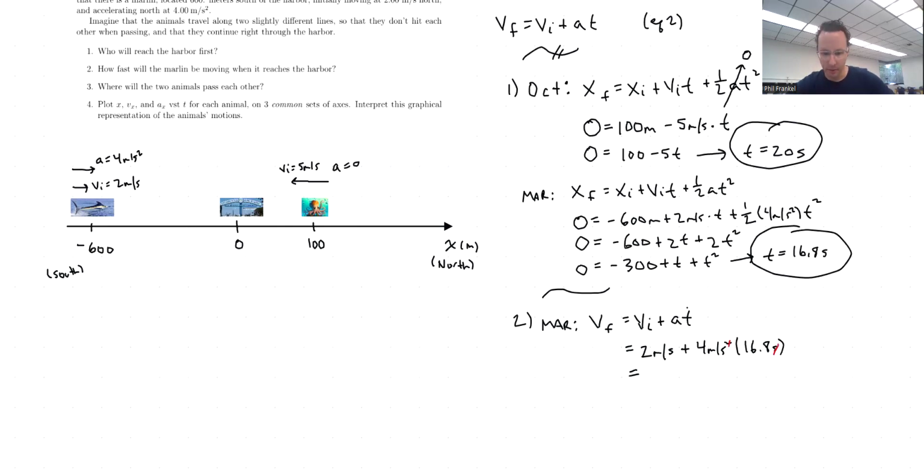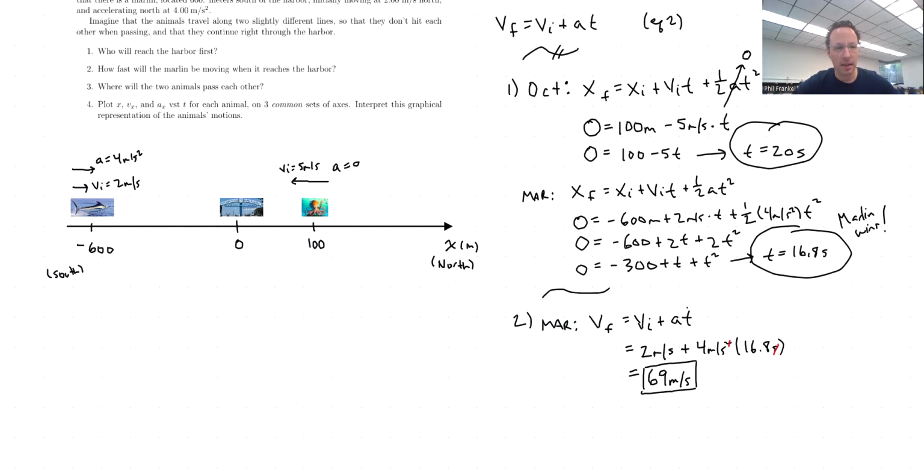I can solve this, and I find that the marlin is zipping by the harbor at 69 meters per second. Oh, I should write up here that the marlin wins. Marlin wins. Marlin gets to the harbor first. And this is the speed at which the marlin shoots by the harbor. Note, it started moving at only 2 meters per second north, but over the course of those 16.8 seconds and that 600 meters of northward travel distance, the marlin is moving very, very fast in this story when it shoots by the harbor.